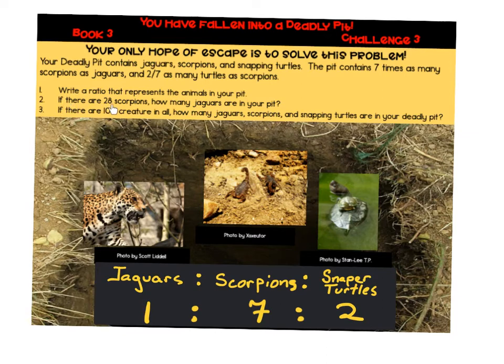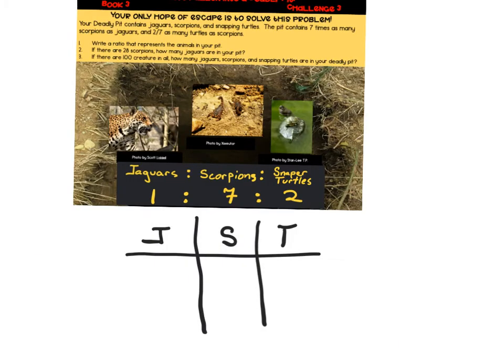If there are 28 scorpions, how many jaguars are in your pit? Alrighty, my friends. For problems like this right here, I like to use the triple-decker T-chart. That's correct, my friend. I got 3 columns, so I call it a triple-decker T-chart. All right, so now I want to figure out how many jaguars there are if there's 28 scorpions in this deadly pit right here, right?